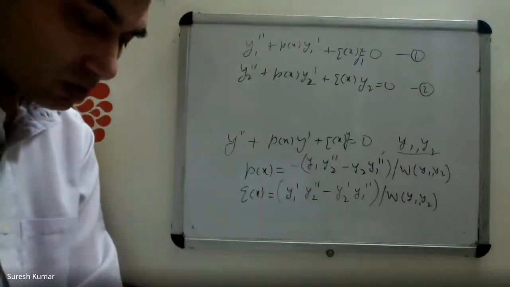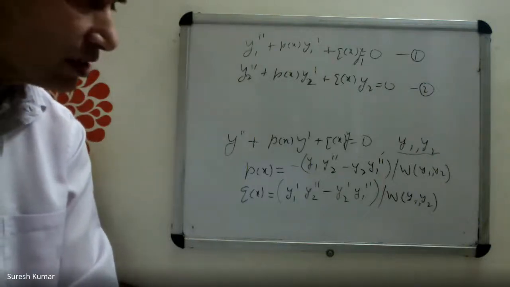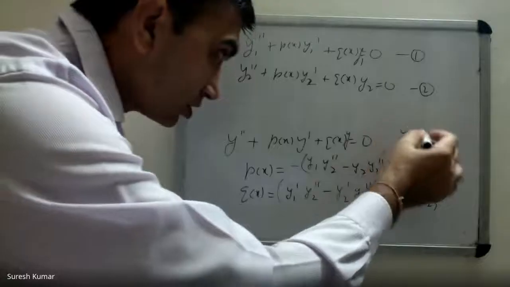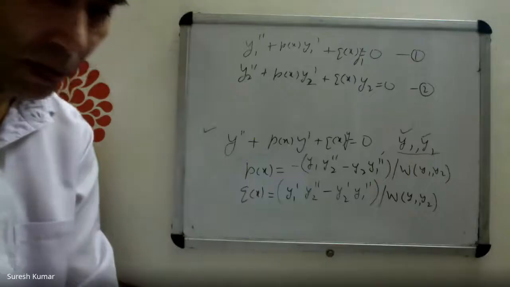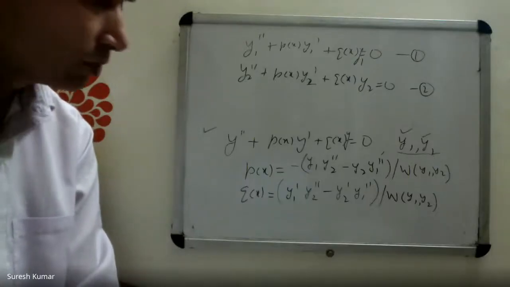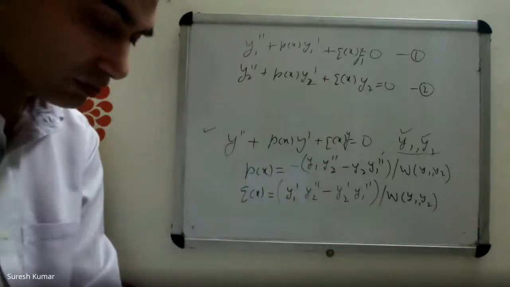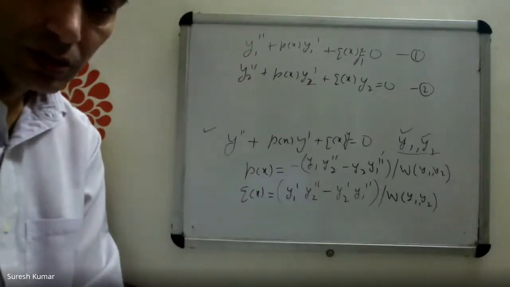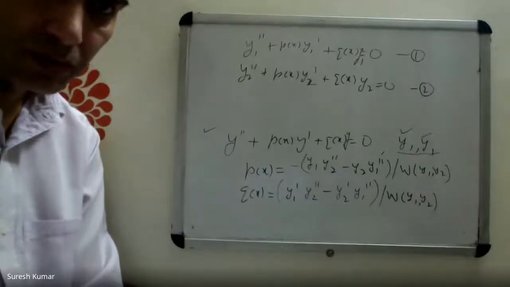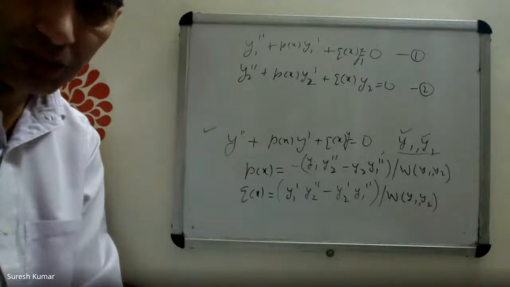Its proof is simple, but you should understand the message from it. The message is that if you know two solutions, any two solutions, you can construct the same equation, because these Px and Qx are determined uniquely in terms of y1 and y2. Okay? So in the next lecture, we will discuss the method of variation of parameters, very important.